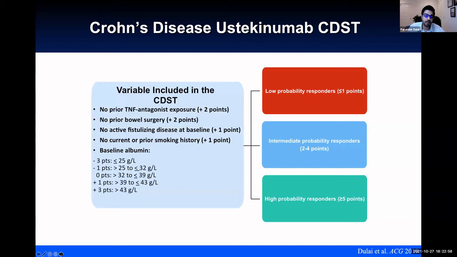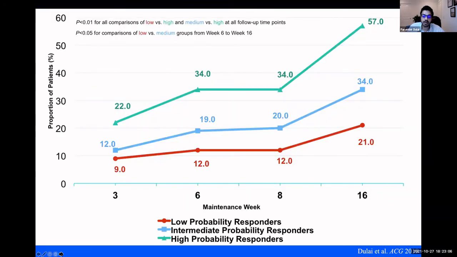Smoking history was not present in the vedolizumab model, but it is present here, and the albumin scoring and weighting is different between the two. And so similar to what we saw with vedolizumab, for the ustekinumab model, it is actually able to predict separation and clinical efficacy over the first 16 weeks, with the high probability group being the green bar, intermediate being the blue bar, and the low probability being the red bar.